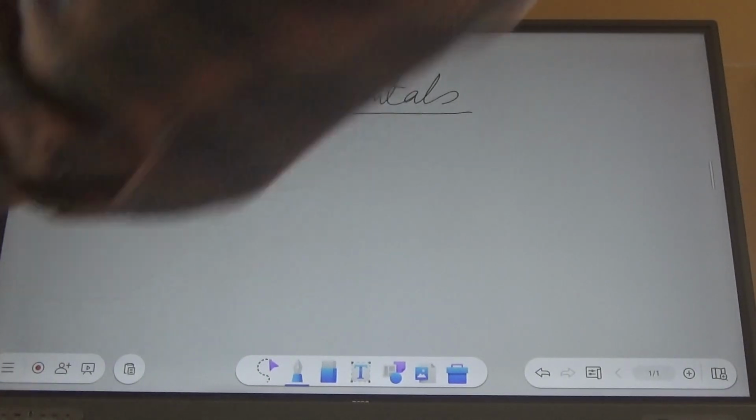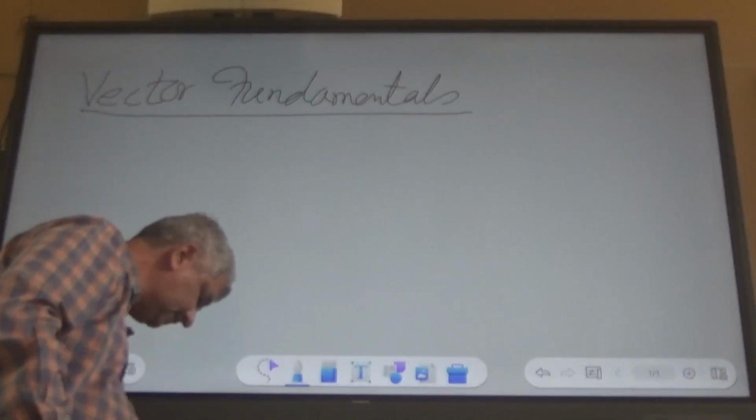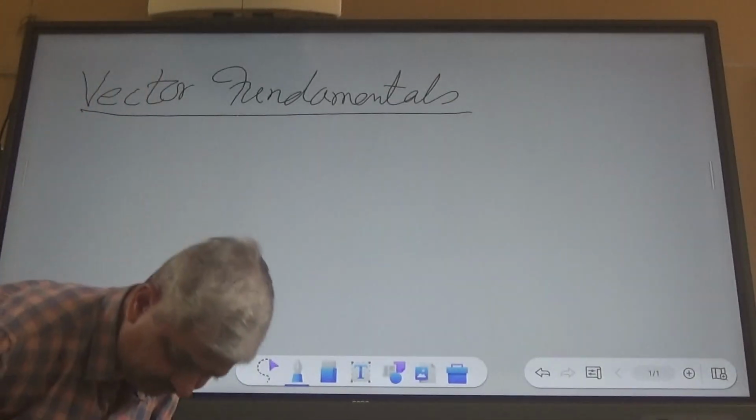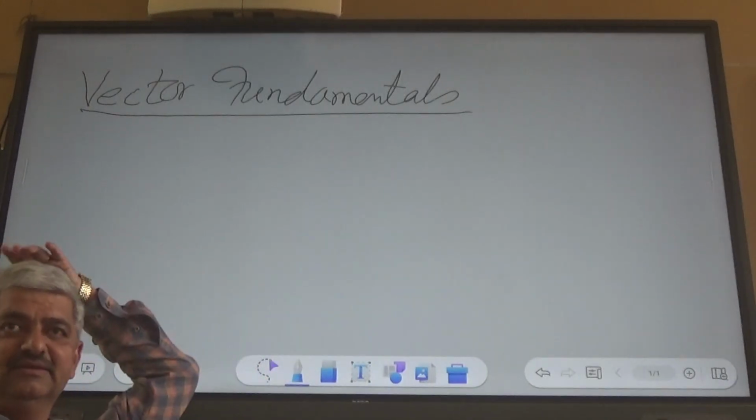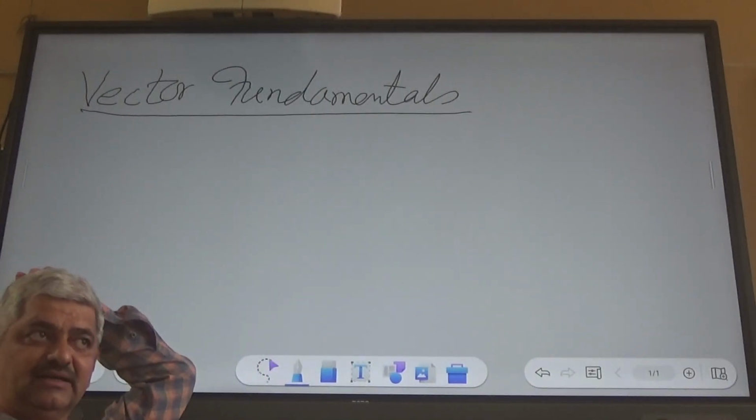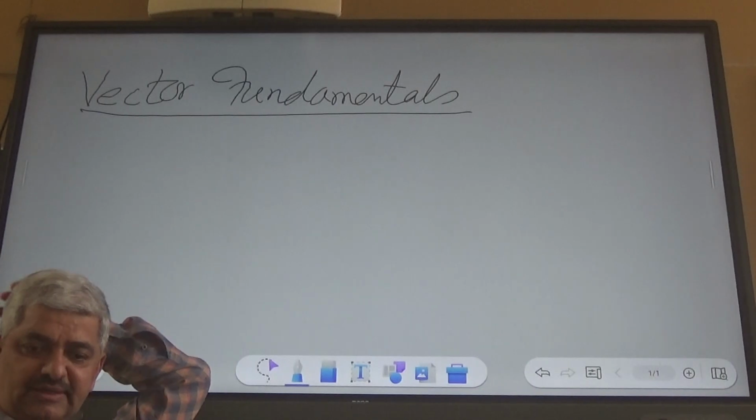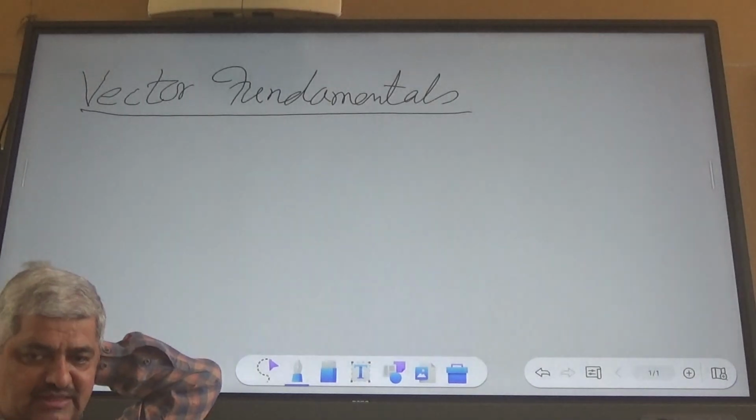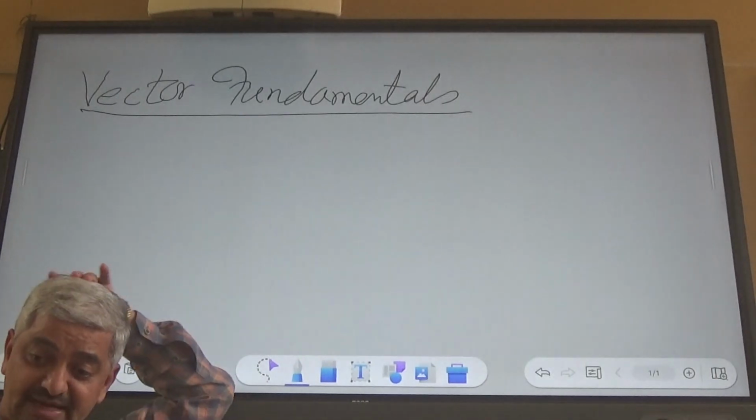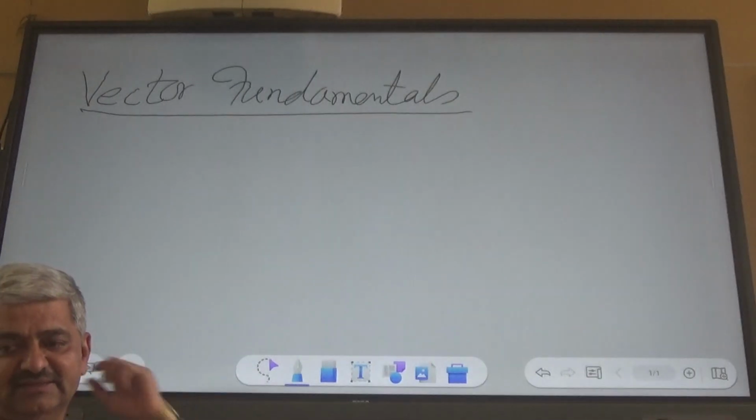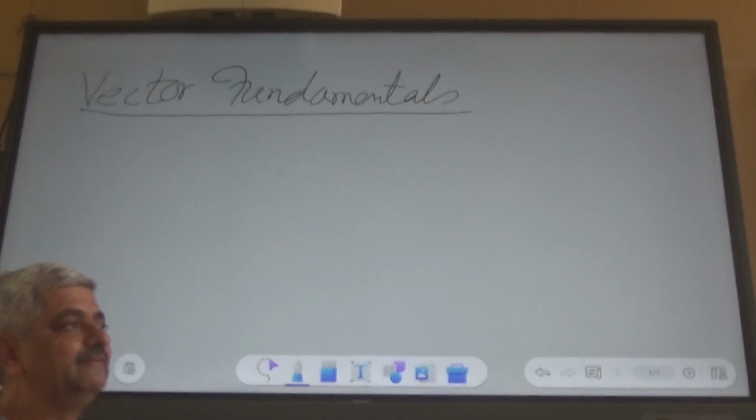So we try our level best to get the notion of a vector. When we talked about only one line, that time we said that the vector corresponds to one real number and a direction.